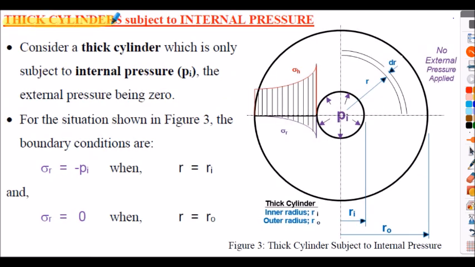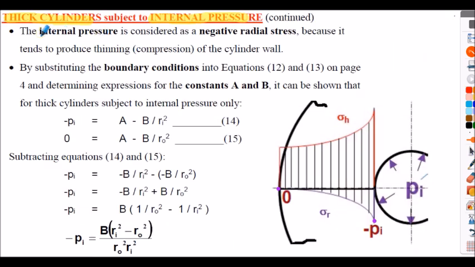Let's consider thick cylinders subject to internal pressure only, so there's no external pressure in this particular situation. So consider a thick cylinder which only has the internal pressure, Pi, shown here. The external pressure is zero. For the boundary conditions shown in figure 3, the radial stress at the inside radius, that's r equal to Ri, would be negative the internal pressure, and the radial stress at the outside of the vessel will be zero, that's when r is equal to Ro, using the notation shown here.